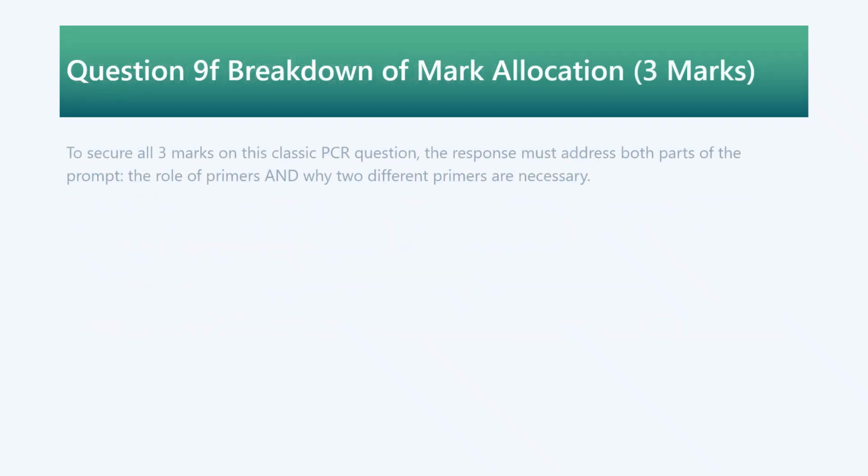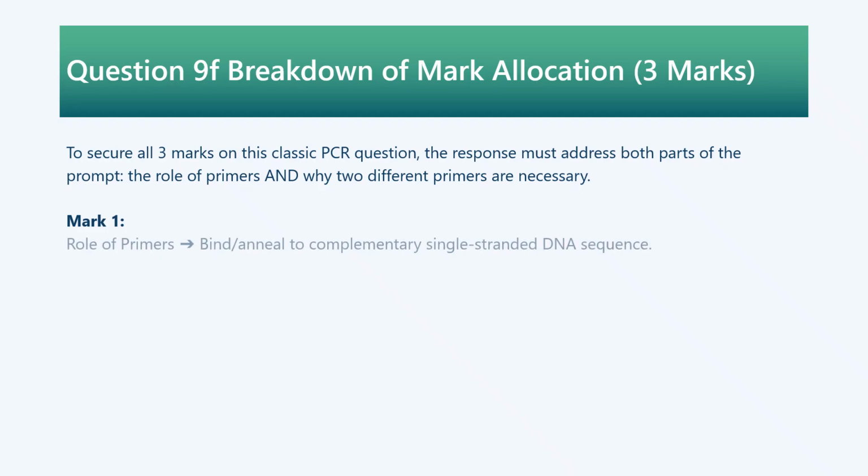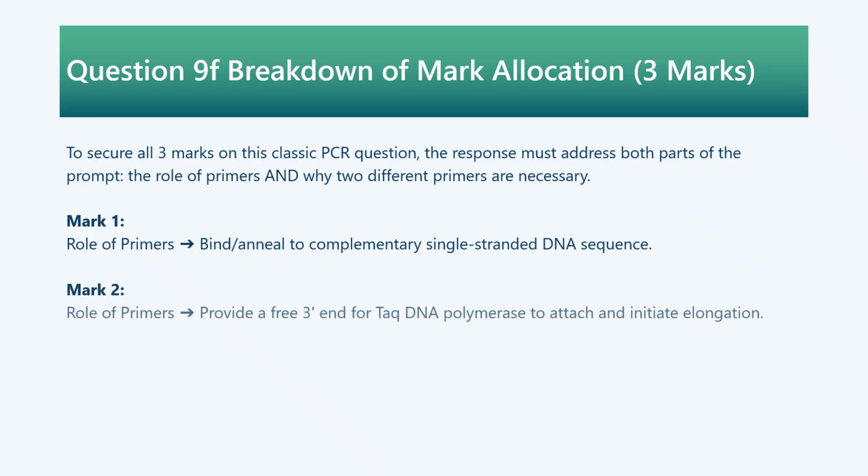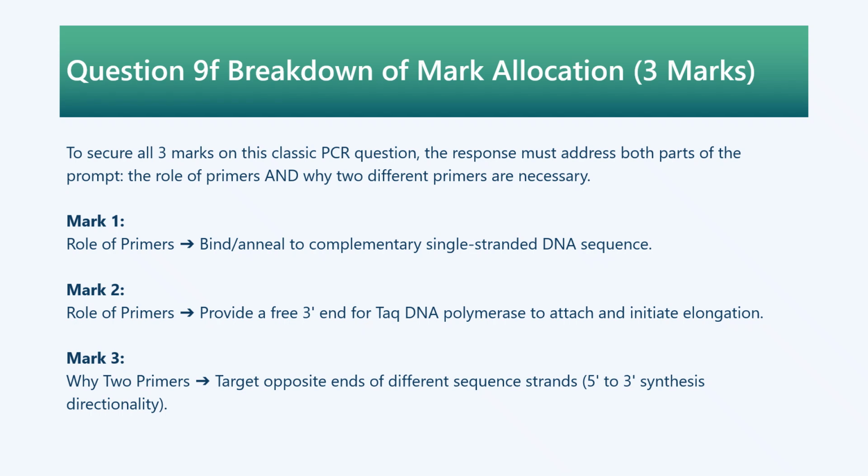Breakdown of mark allocation, 3 marks. To secure all 3 marks on this classic PCR question, the response must address both parts of the prompt: the role of primers, and why two different primers are necessary. Mark 1, role of primers: bind or anneal to complementary single-stranded DNA sequence. Mark 2, role of primers: provide a free 3' end for Taq DNA polymerase to attach and initiate elongation. Mark 3, why two primers: they target opposite ends of different sequence strands, with 5' to 3' synthesis directionality.